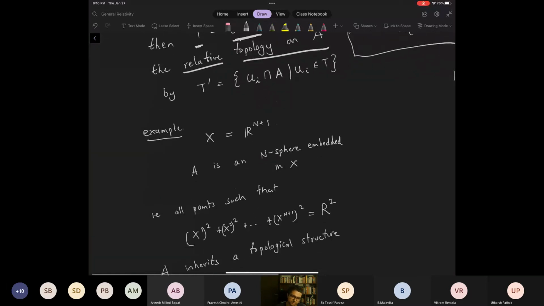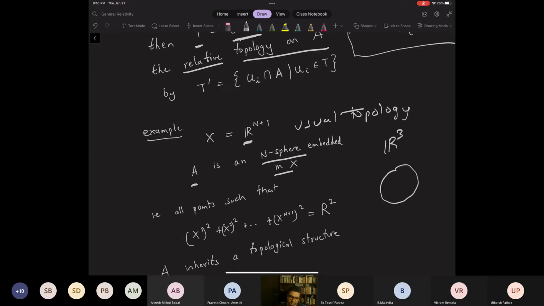Supposing we take X to be R^(n+1), and let's take the usual topology on R^(n+1). And let's take a subset A, which is an n-sphere embedded in X. For example, if you have three-dimensional space, I'm embedding a two-dimensional sphere in this three-dimensional space. So I draw it like this to indicate that it's the surface of a sphere. The generalization of this is an n-sphere embedded in n plus 1 dimensions.